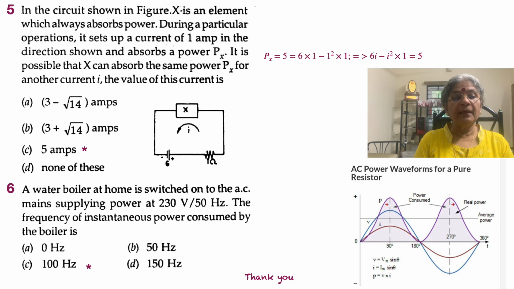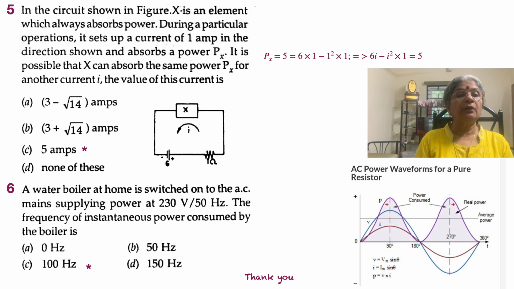We have a diagram there. There's a 6 volt DC source. There's a 1 ohm resistor there, and then there is an unknown impedance through which current I flows. So let's read the circuit shown in the figure. X is an element which always absorbs power.